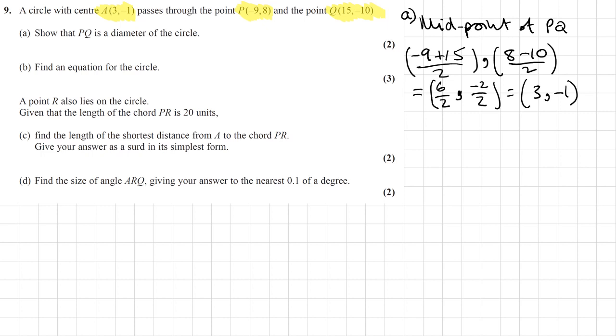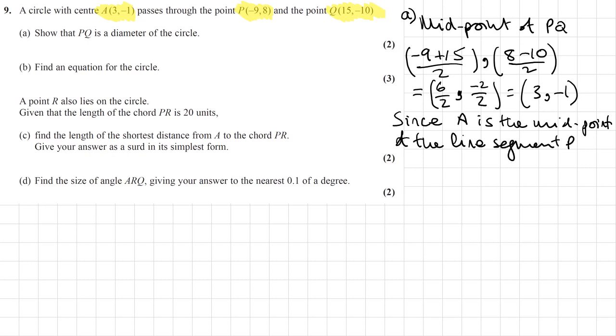So we need to give a reason why. Don't just sort of do that. So we'll say that since A is the midpoint of the line segment PQ, therefore, it follows that PQ is a diameter of the circle.